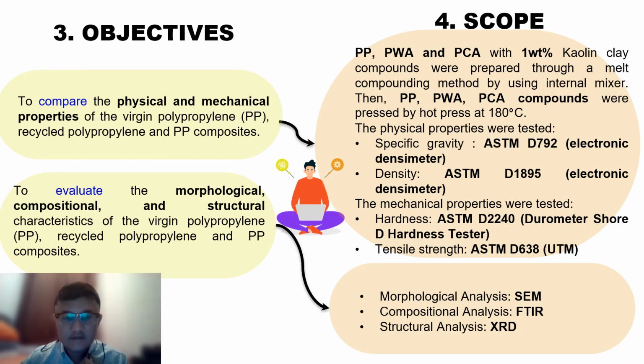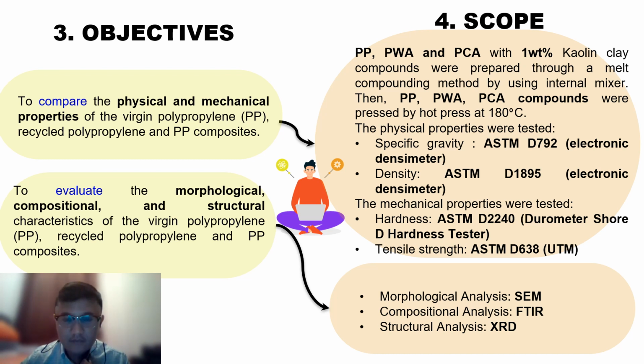The objectives. The first one is to compare the physical and mechanical properties of the virgin polypropylene, recycled polypropylene, and PP composites. Secondly, to evaluate the morphological, compositional, and structural characteristics of the virgin polypropylene, recycled polypropylene, and PP composites.